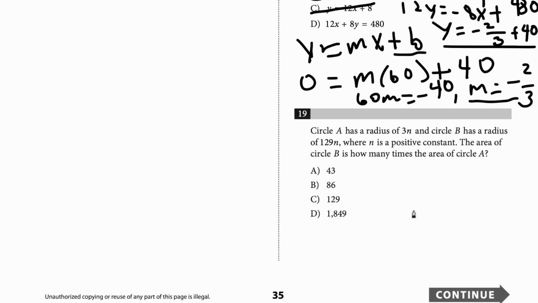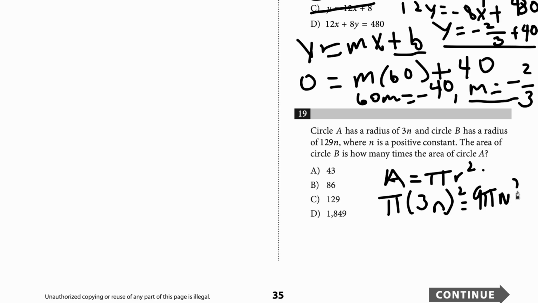Question 19. Circle A has a radius of 3n and circle B has a radius of 129n, where n is a positive constant. The area of circle B is how many times the area of circle A? So we know the area of a circle would be pi r squared. So for A, we would do pi times 3n squared, which would equal 9 pi times n squared.